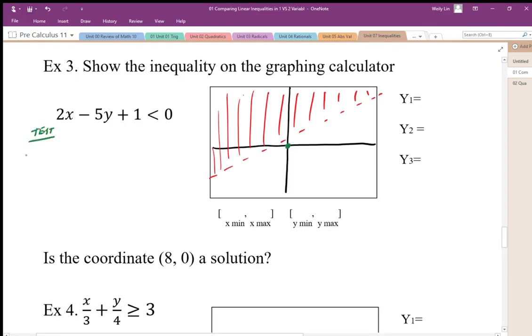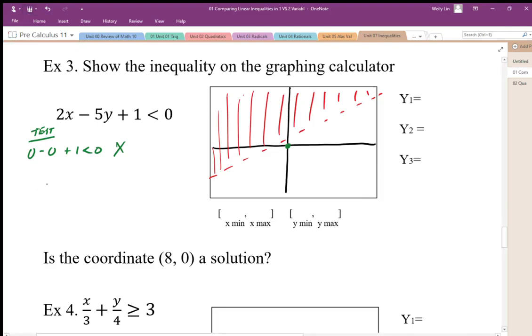So when I do my test point here, I get 0 minus 0 plus 1 is less than 0. That's not true. So that shows me that that coordinate is not part of the solution region, so this portion above must be. Now we could also graph this on a graphing calculator. We can solve for y.